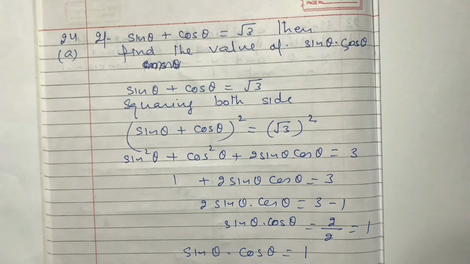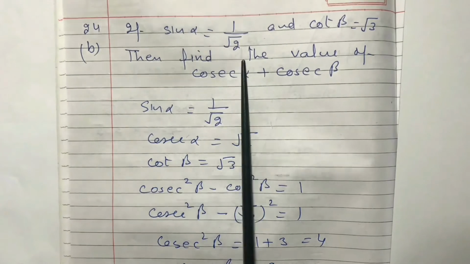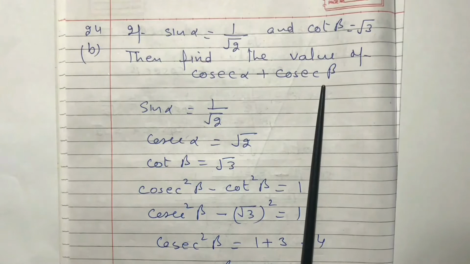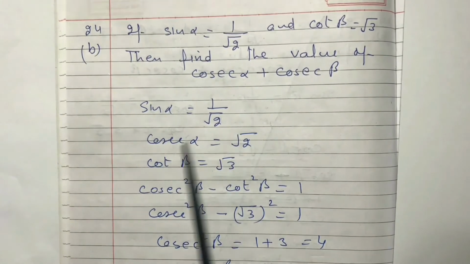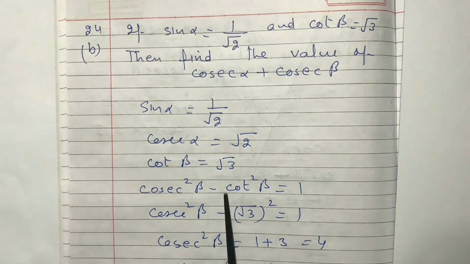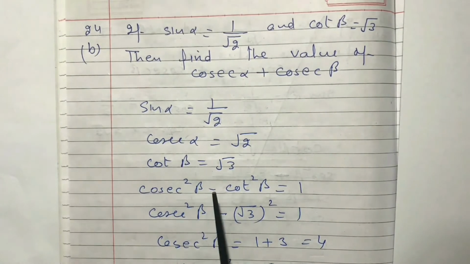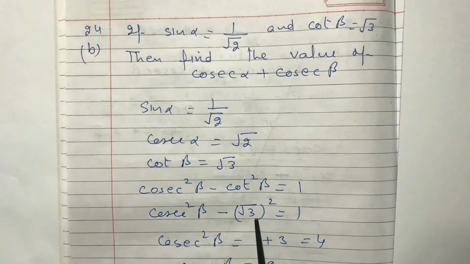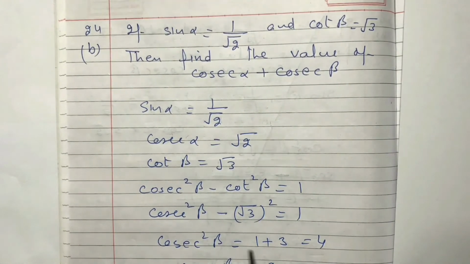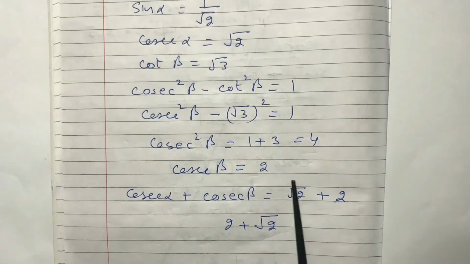That is the answer. Now 24th question, B part. If sin alpha is 1 by root 2 and cot beta is root 3, then find the value of cosec alpha plus cosec beta. Now sin alpha is 1 by root 2. It means cosec alpha is root 2. Now cot beta is given root 3. Write the formula. Cosec square beta minus cot square beta is 1. You know that. Instead of cot beta, write root 3. So cosec square beta minus root 3 whole square is equal to 1. Cosec square beta is equal to 1 plus 3, which is equal to 4. It means cosec beta is equal to 2.